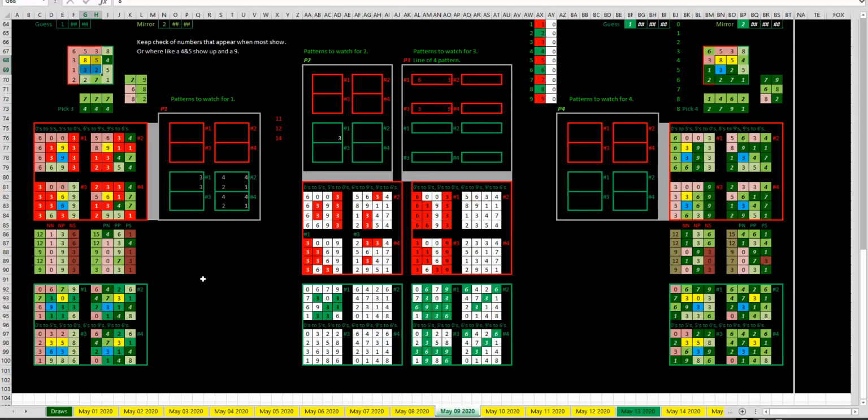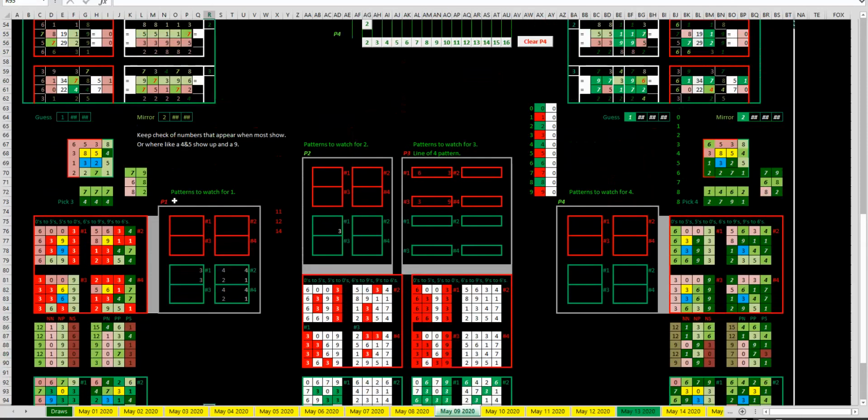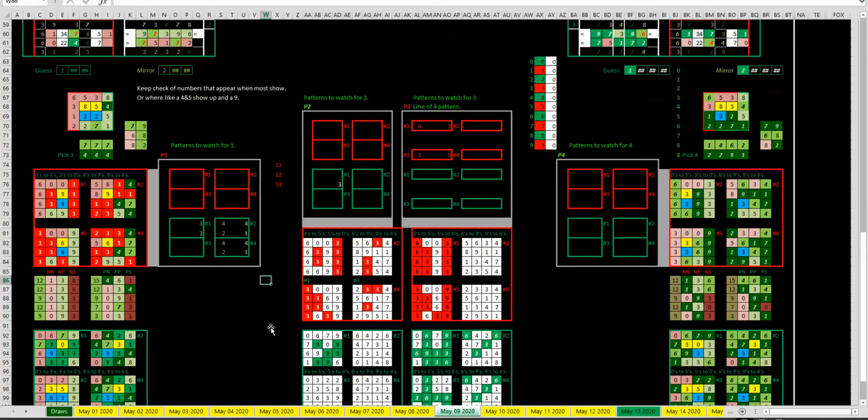But anyway, there are consistencies with the patterns, and they are coming off different numbers. So it's just setting it up to pick up those patterns, which it's doing fairly well. I've got it set up to pick up the first number here. The first guess was a hit.